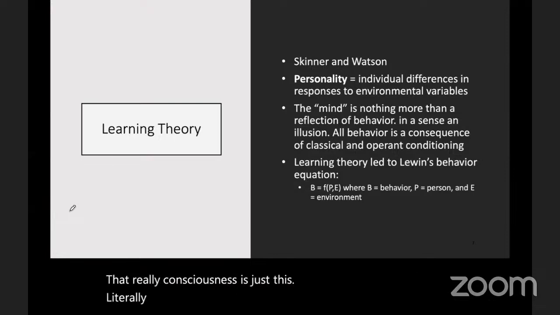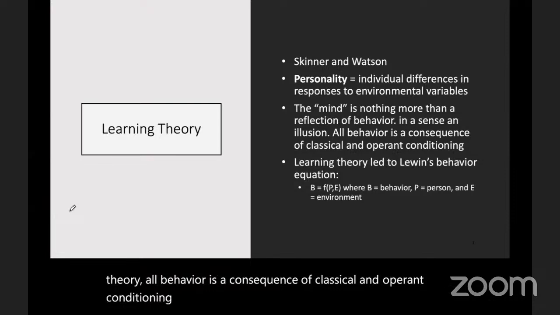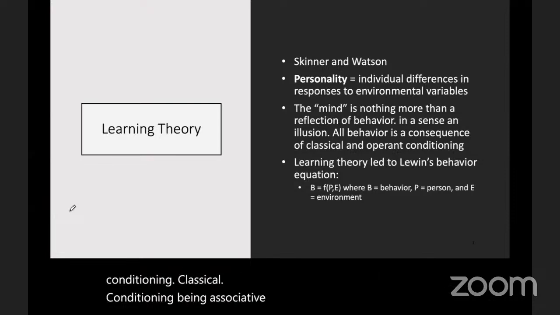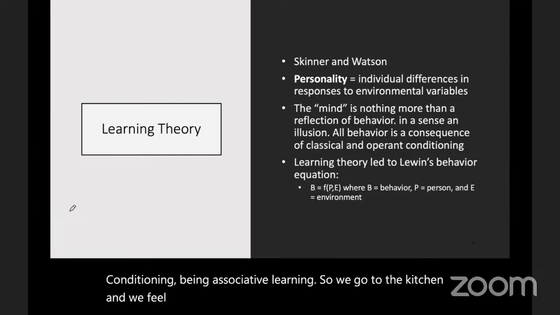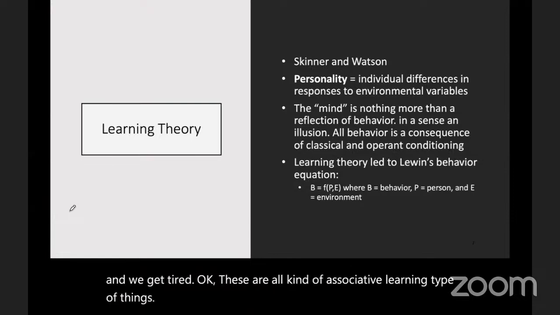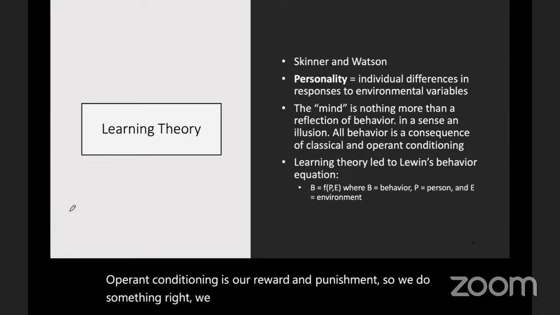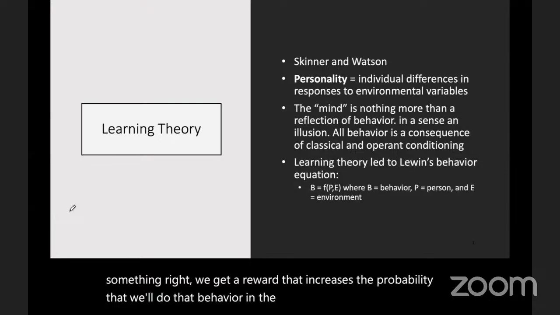That really consciousness is literally a byproduct. Okay. And that all behavior, in extreme learning theory, is a consequence of classical and operant conditioning. Classical conditioning being associative learning. So we go to the kitchen and we feel hungry. We go to the bedroom and look at the bed and we get tired. Okay. These are all kind of associative learning type of things. Operant conditioning is our reward and punishment. So we do something right, we get a reward that increases the probability that we'll do that behavior in the future, and vice versa with punishment. Okay.